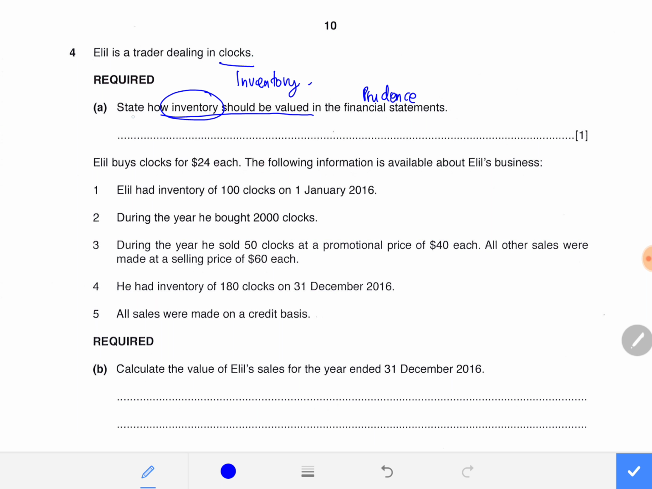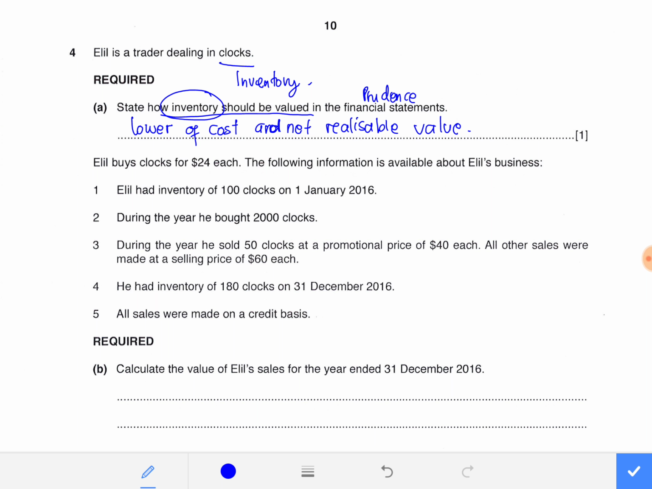It is lower of cost and net realizable value. What is the meaning of this? If you have a cost and also a net realizable value, you have to choose whichever is the lowest. That's the value of inventory.